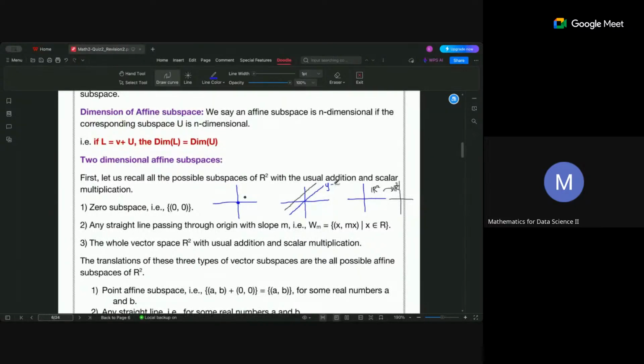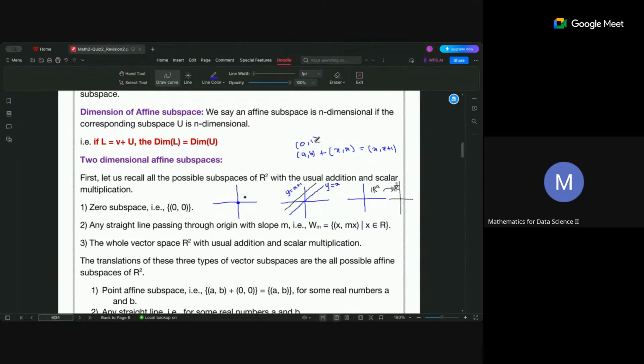Now I'm getting some other line, let us say y is equal to x plus 1. For obtaining y equal to x plus 1, I have to add some point. Which point do I have to add to get y is equal to x plus 1? I'm adding some point a comma b, so that this becomes x comma x plus 1. So what can that point be? 0 comma 1.